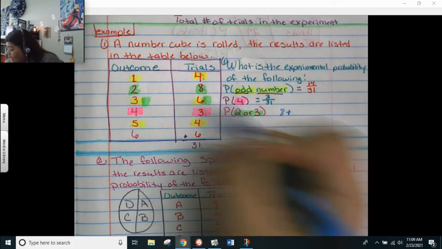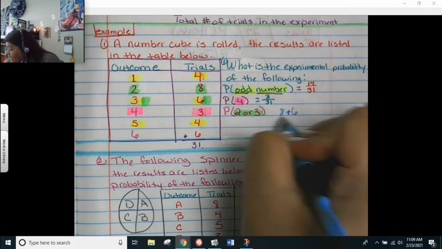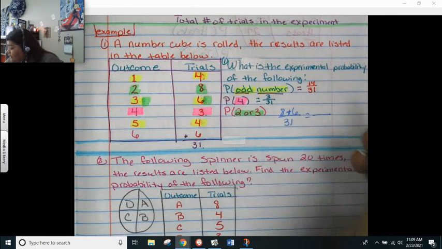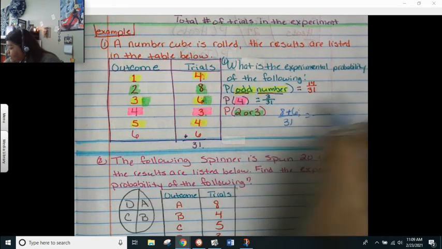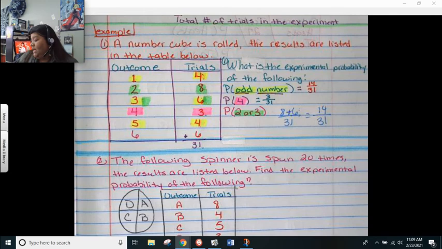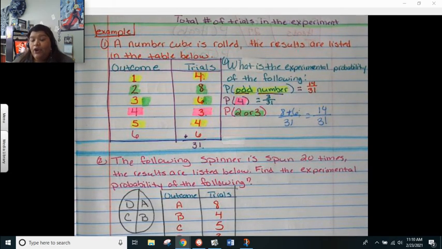Plus 3, I landed on it 6 times out of a total of 31. So add them together. I get 14 out of 31. That can't be simplified. So I landed on 2 or 3, 14 out of 31 tries.